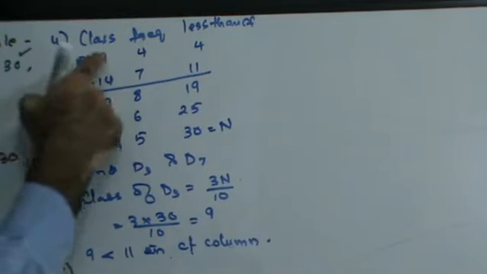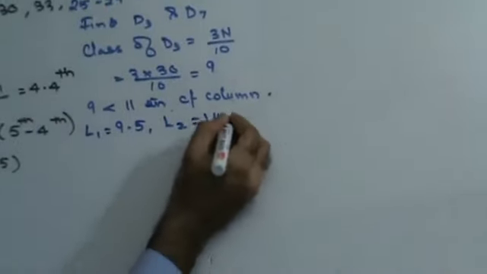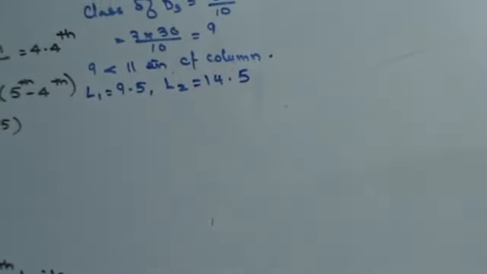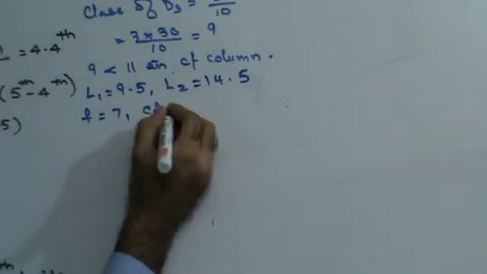Now, the important thing to note here is that the class interval is not continuous. This is 9, this is 10, right? Since the class interval is not continuous, you will reduce the lower limit by 0.5 and increase the upper limit by 0.5. F is 7, CF is 4.